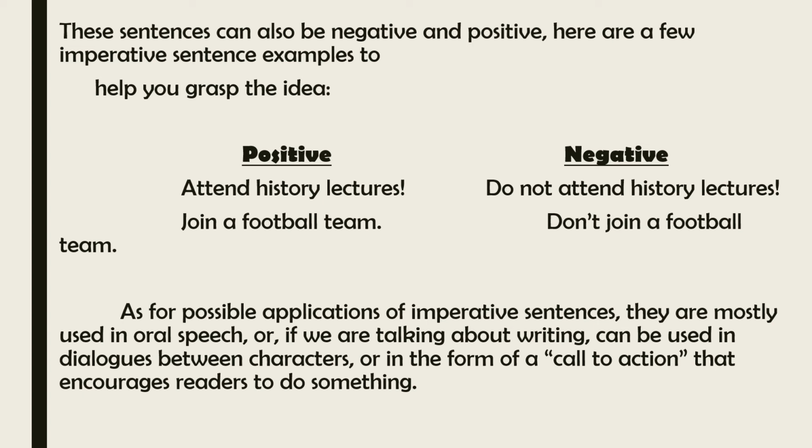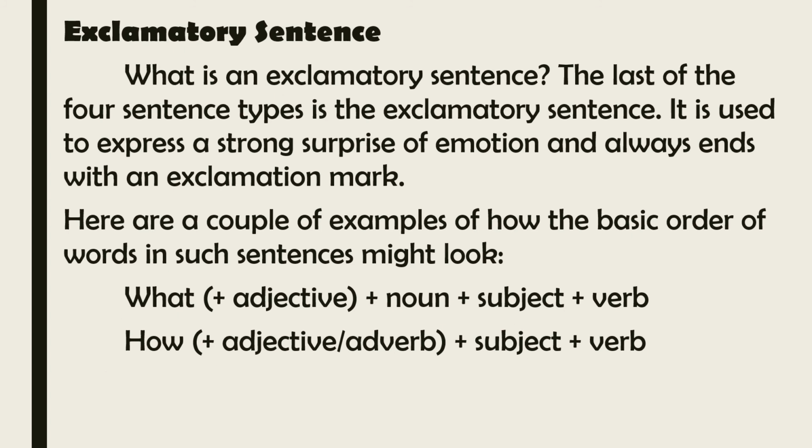Here are a few imperative sentence examples to help you grasp the idea. Positive: attend history lectures, join a football team. And negative: do not attend history lectures, don't join a football team. As for possible applications of imperative sentences, they are mostly used in oral speech, or if we are talking about writing, they can be used in dialogues between characters or in the form of a call to action that encourages readers to do something. So let's proceed to the exclamatory sentence.